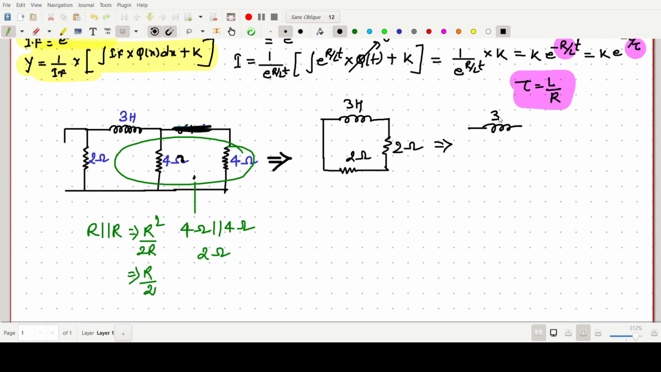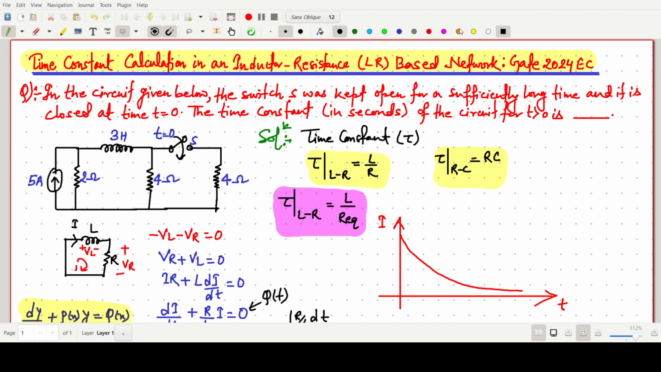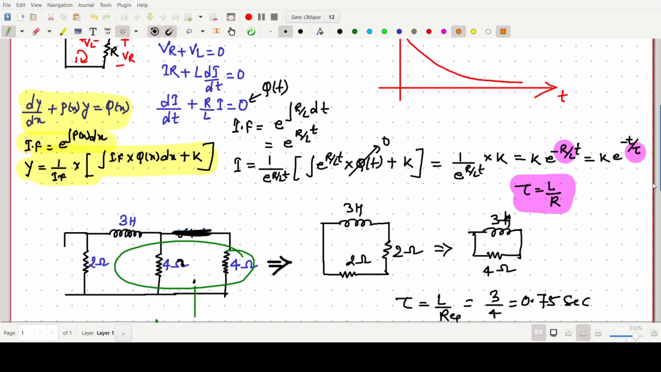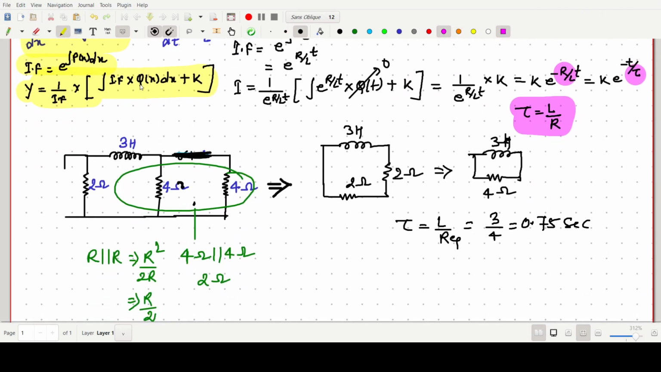So this should be 3 Henry by 4 ohm. So the time constant will be L by R equivalent. So it should be 3 by 4. So the 3 by 4 value will be 0.75 second. So this one is the correct answer. So we can easily find the value of the time constant. So this one is the 3 by 4 value.